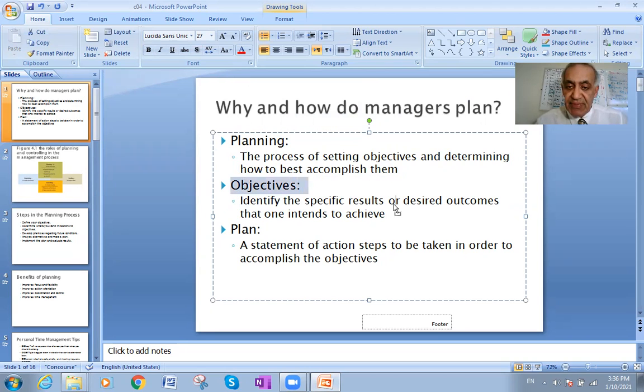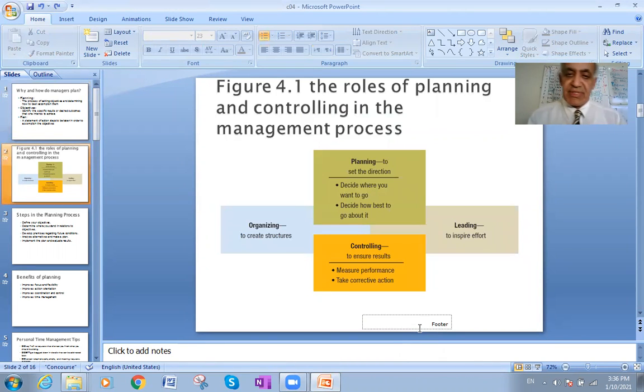Objectives identify the specific results of desired outcomes. What is the plan? A statement of action steps. It means I will do like this, then I will do like this, then I will do this step. So it's a statement of action steps.